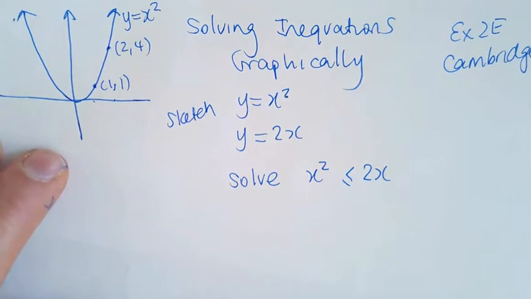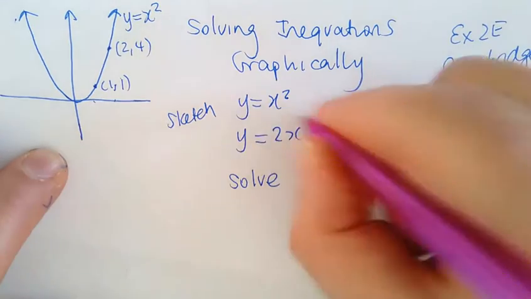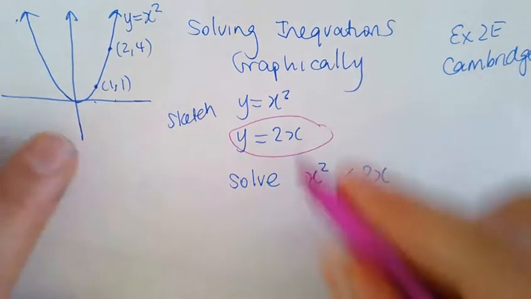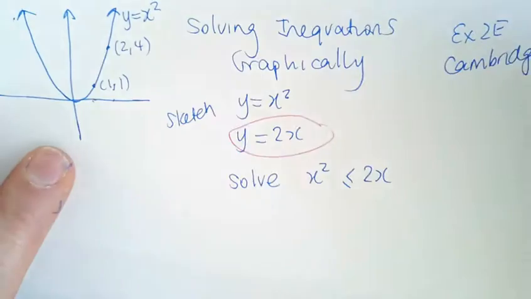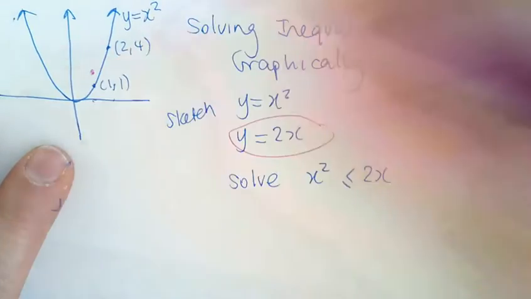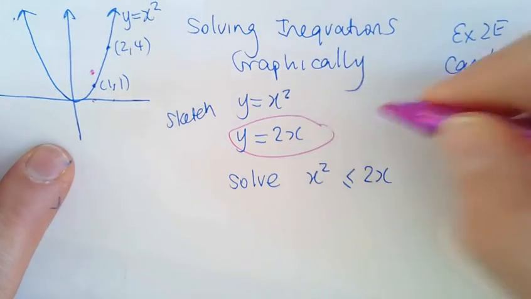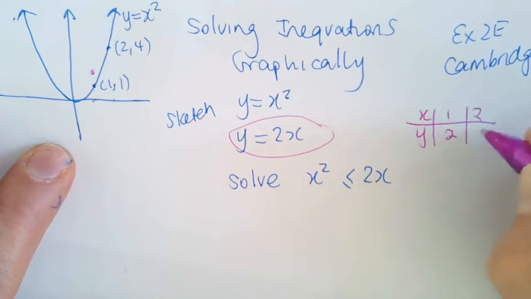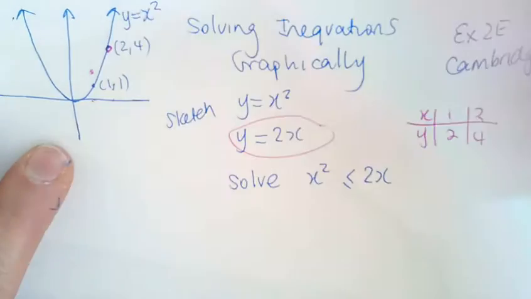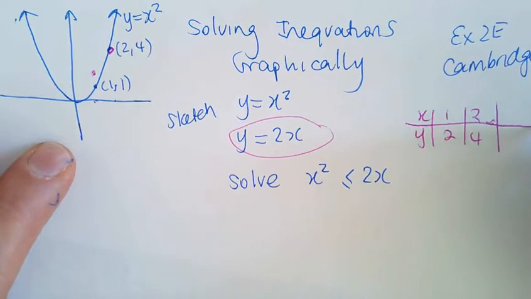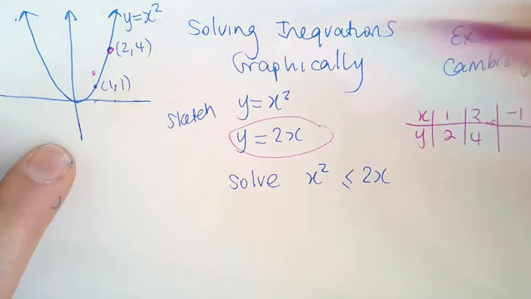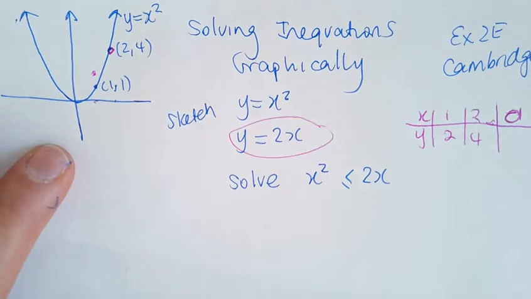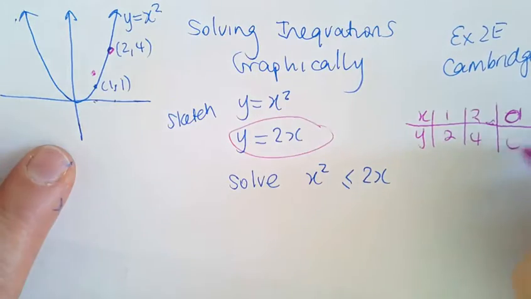Now, sketch y equals 2x. I'll do that one in pink. All right, when x is 1, y is? And when x is 2, y is? Great. When x is 1, y is 2. When x is 2, y is 4. Fantastic. What about when x is negative 1? Oh, no. Got another one. When x is 0, that's better. When x is 0, y is 0.